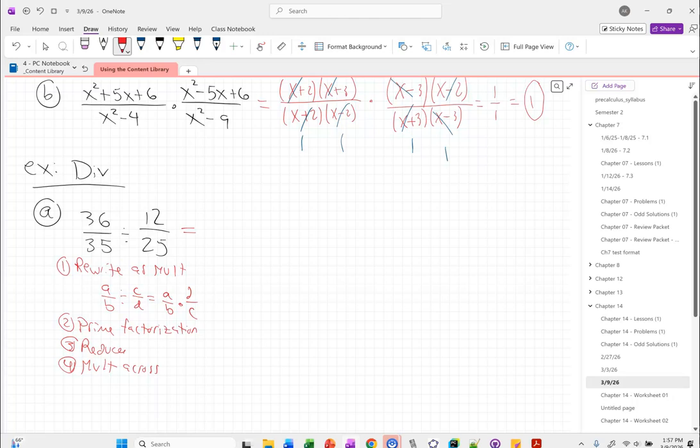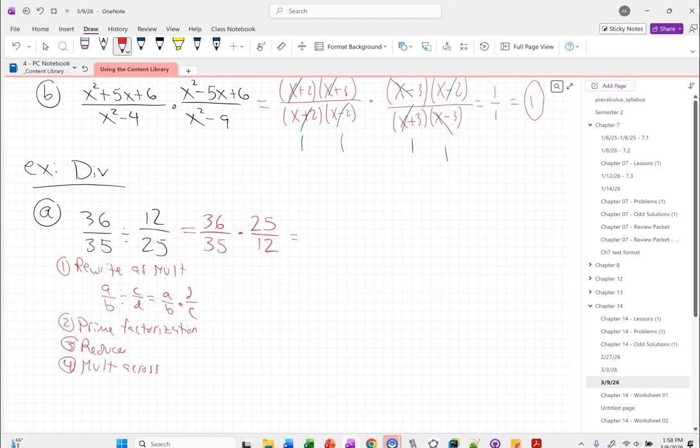How do I write this division problem as multiplication? 2 times 2 times 3 times, no. That's wrong. 36 over 35 times 25 over 12. 25 over 12. Now we'll do our prime factorization.